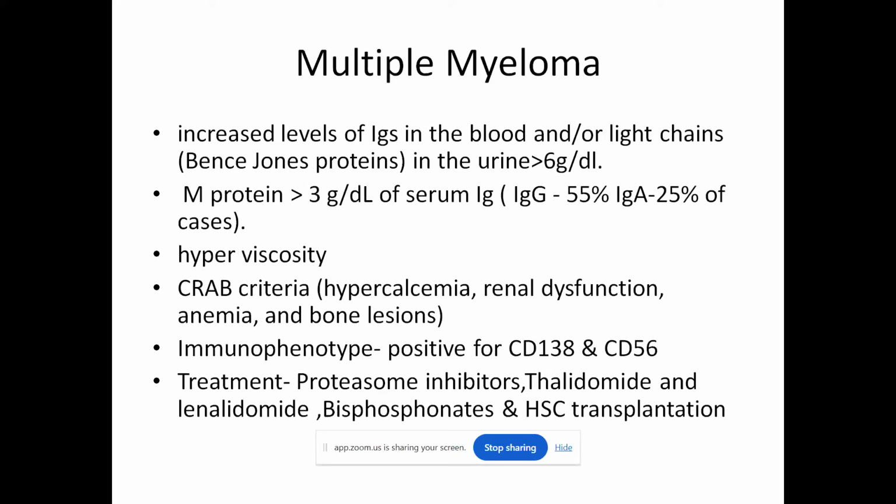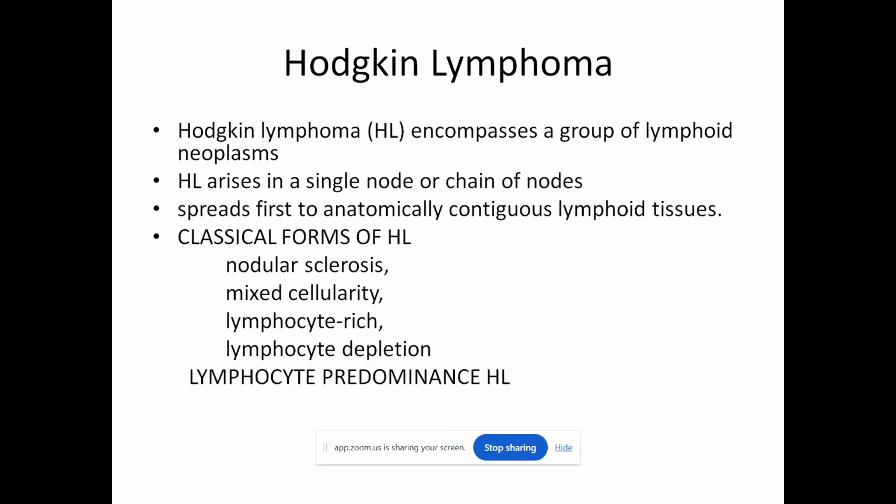Here the M protein should be more than 3 gram per deciliter in the serum, or the light chain should be more than 6 gram per deciliter. There is also the CRAB criteria to diagnose multiple myeloma. This is hypercalcemia, renal dysfunction, anemia, and bone lesions. What is the immunophenotype of plasma cells? One is CD138 and the next is CD56. The treatment includes bisphosphonates, proteasome inhibitors, thalidomide, and hematopoietic stem cell transplantation. So this is about the plasma cell neoplasms.